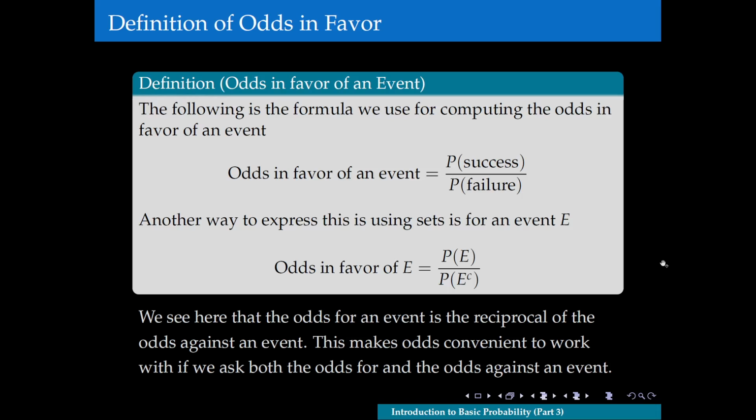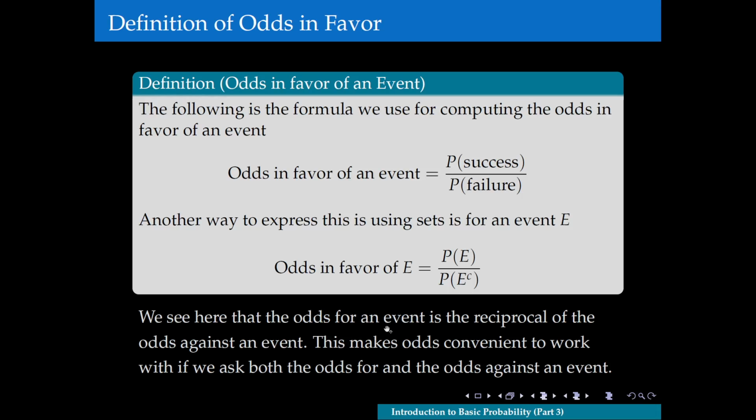Now let's consider the odds in favor of the event. So the odds in favor of an event are the probability of success divided by the probability of failure. And again, for those of you familiar with sets, we can express the exact same formula as the odds in favor of E being the probability of the event E divided by the probability of the event complement.